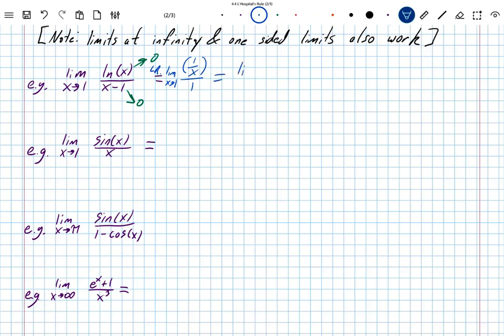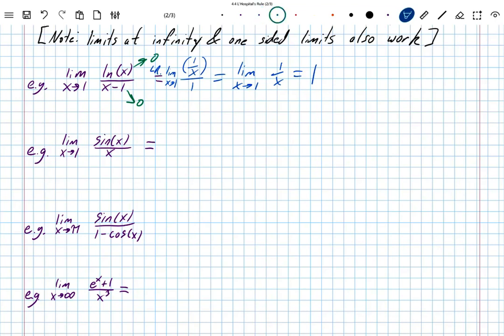So this is just equal to the limit as x goes to 1 of 1 over x over 1. That's just 1 over x, and that is just 1. Nice. So we got rid of those natural logs entirely thanks to that derivative.